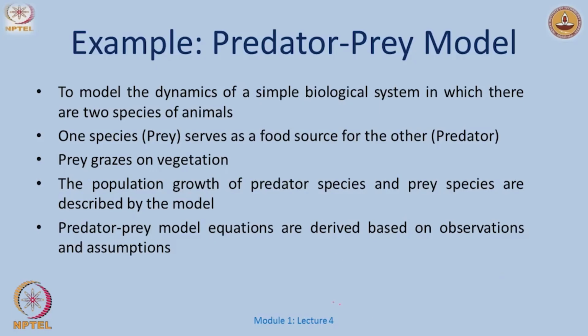So, these models are typically referred to as the predator prey models. So, what is this? There are two species, one of them serves as the source of food for the other. So, the bigger fish are the predators and the smaller fish are called the prey, and this prey feeds on vegetation. Okay. So, how do we go about describing a model for this? These are based on certain assumptions and observations.